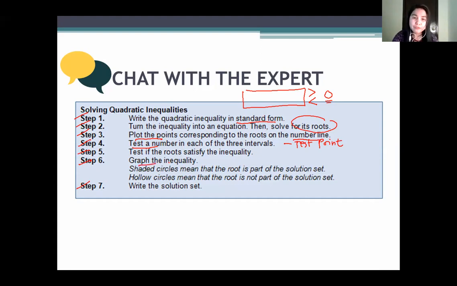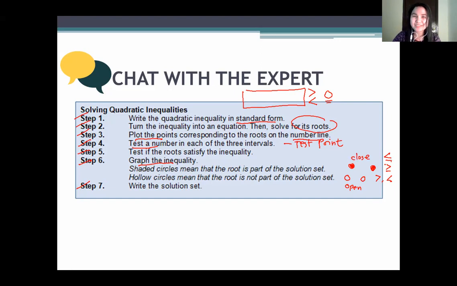Now, how do we graph the inequality? If we have greater than or equal to and less than or equal to, we need to shade the circles. But if it's greater than or less than only, the circles remain unshaded, or sometimes we call it open, and this one we call it closed.